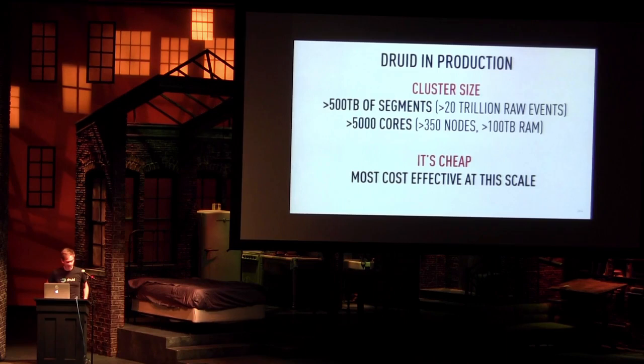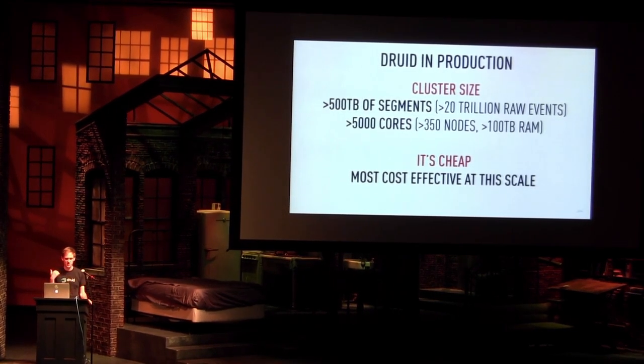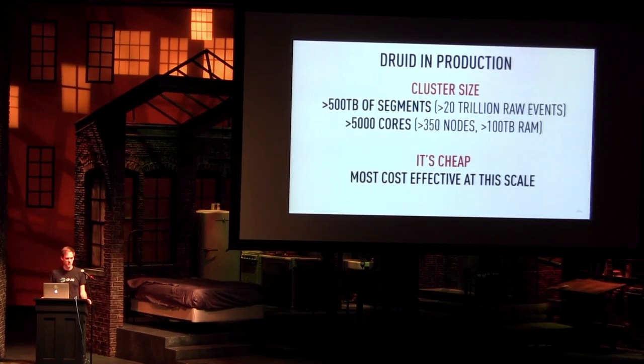So the size of that same cluster is about half a petabyte of segments in it. And I said earlier that it represented petabytes of raw data. The reason for the difference is compression and rollup, which I'll talk about in a bit. That's just a strategy for reducing the data size. So that comprises over 20 trillion raw events. And that cluster has 5,000 cores for chewing through all that data, and a lot of RAM. The data is not all in RAM, but a large portion of it is.